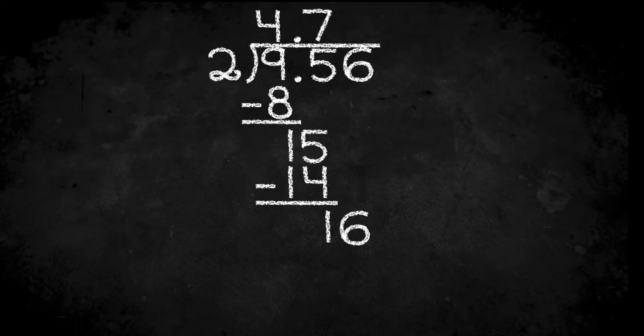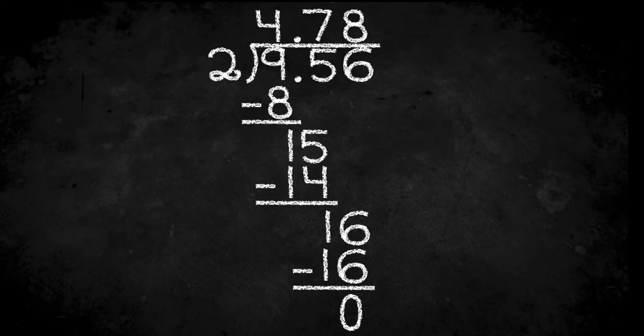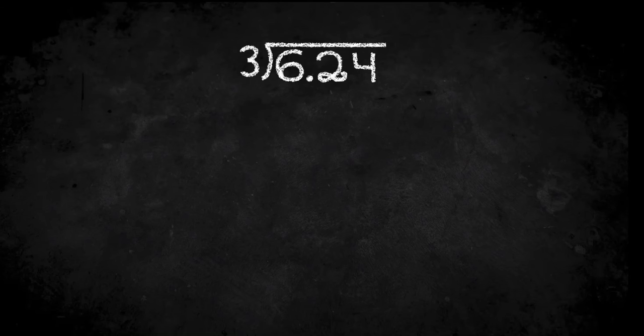We drop down the 6. Okay, and then what we do is 2 goes into 16 8 times, which is 16, and we carry the 8. Then we subtract, and that equals 0. Since this is 0 now, we know we have reached the end of the dividing, and the quotient equals 4.78. So each of the kids gets $4.78.